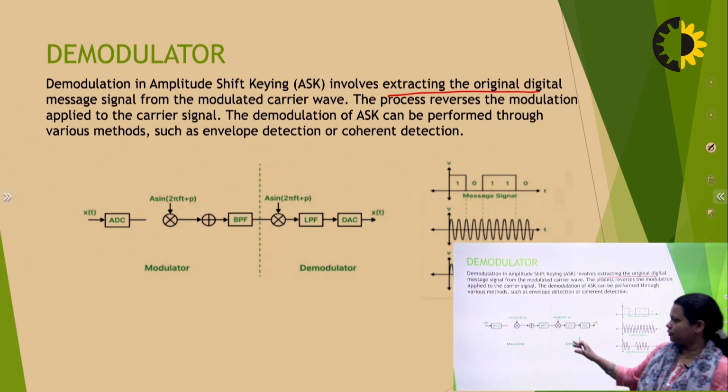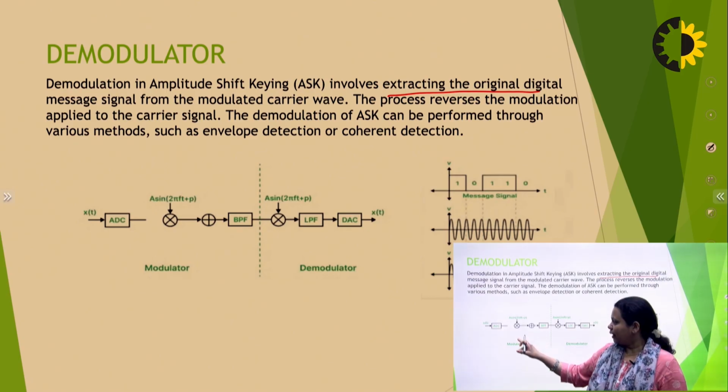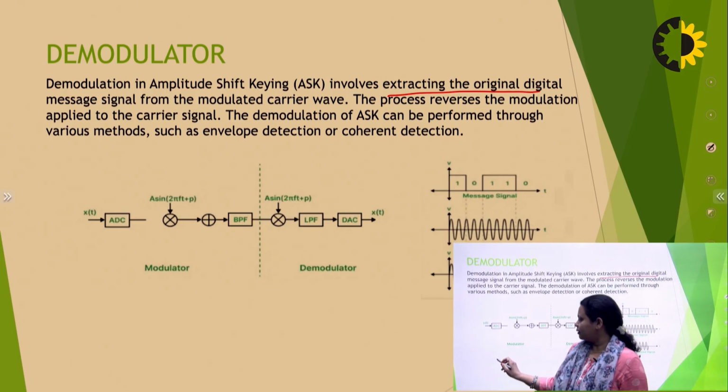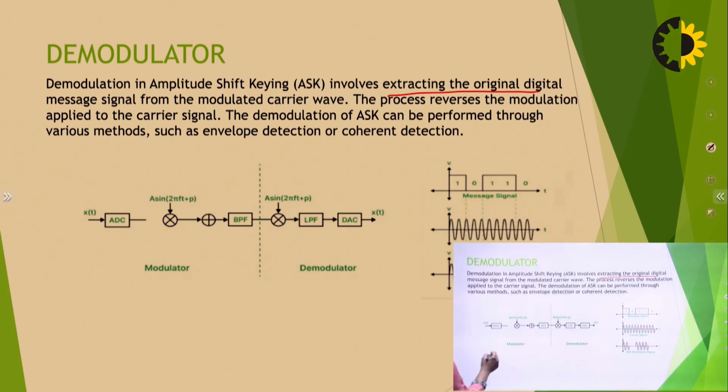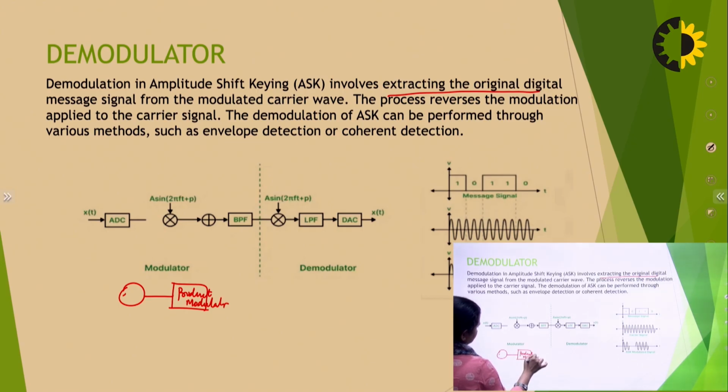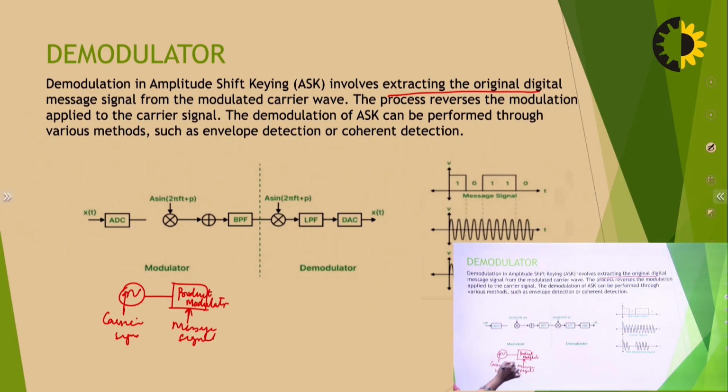So this is the basic diagram of the modulator and demodulator. Let me explain the modulator first. The very basic diagram of a modulator is this: this is a product modulator, this is our message signal, and this is our carrier signal, right? So you will get a modulated signal.